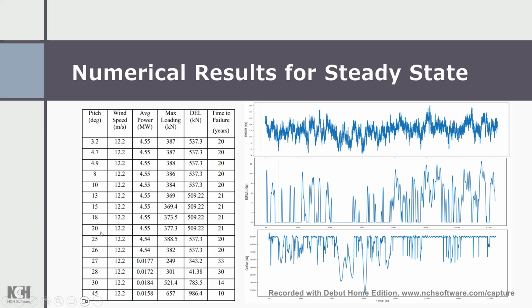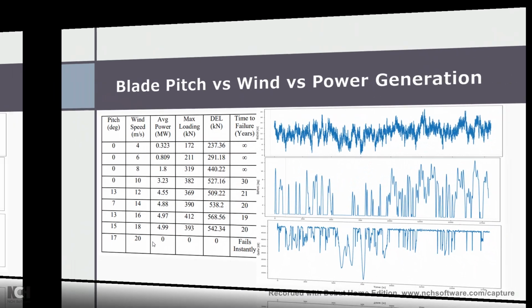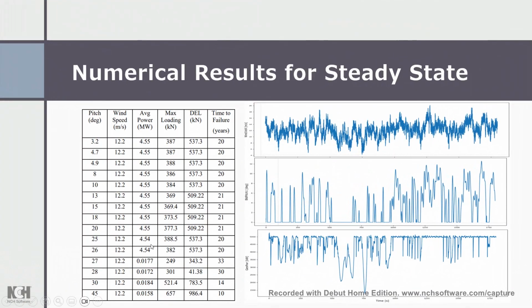So we hit about 20 degrees, everything's good. Then at 25 we start dropping a little bit in power. And then if we look right here at 27 degrees, we get a great time to failure, 33 years. This looks promising, but we're only generating 177 watts of power, very little power. So this means the blade is starting to stall.